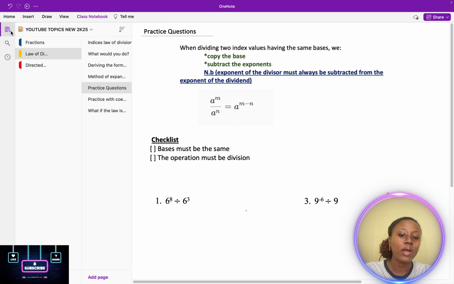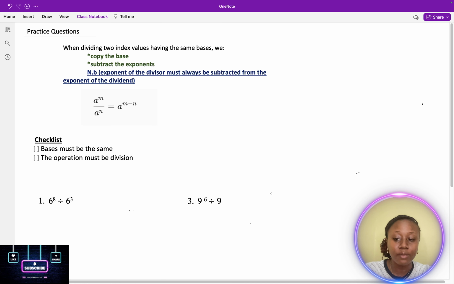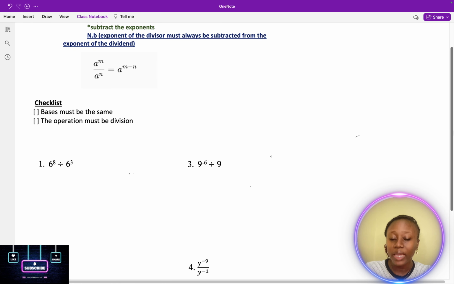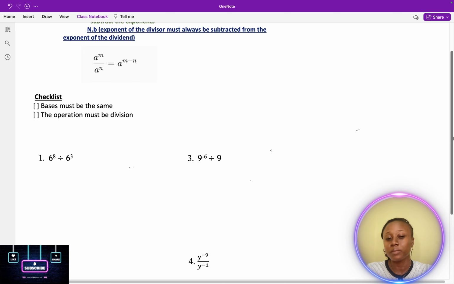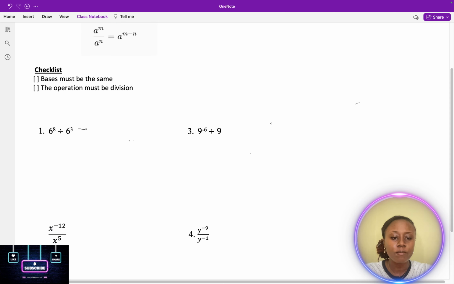All right, so we're going to now use only the law of division because we understand that the expansion method does have some limitation. All right, so number 1, again, check if your bases are the same. Check if the operation is division. So our bases are the same. We have 6 and we are dividing because the law cannot work if your bases are not the same or they cannot become the same or you are not dividing, right? So we want to copy the base and subtract the exponents. So we have 6 to the power of 5.